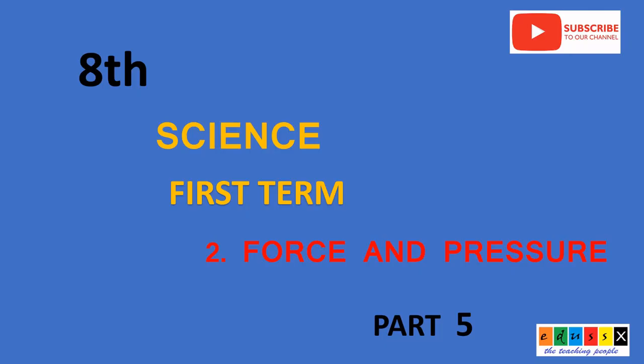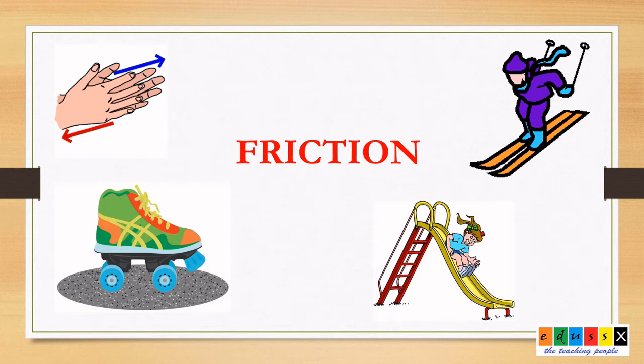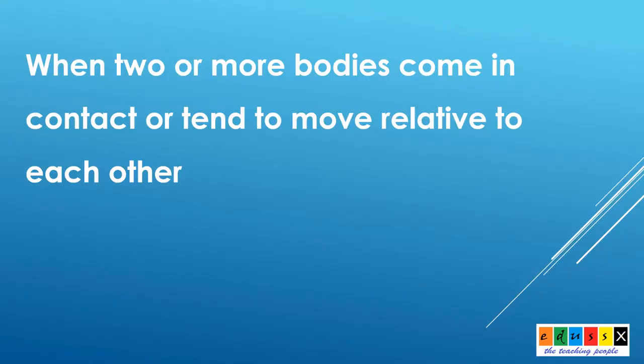Students, today in 8th standard science, in Force and Pressure, that is the second unit, we are going to learn and discuss friction. In the last class we discussed friction related to viscosity. Now we'll define what friction is. Friction arises when two or more bodies in contact move or tend to move relative to each other.